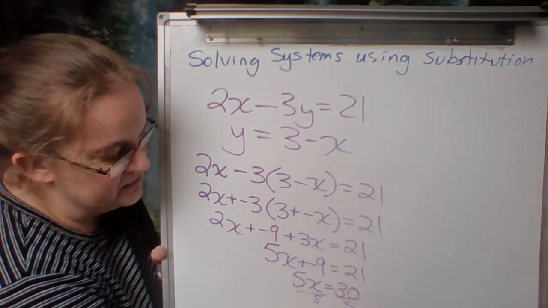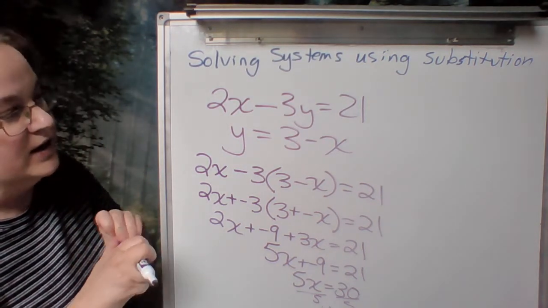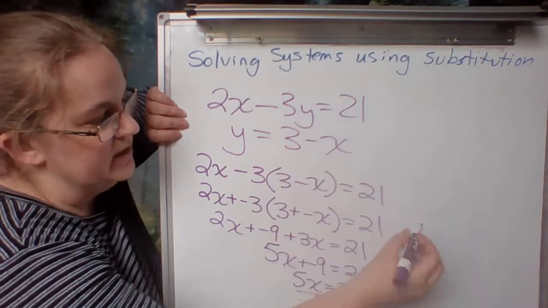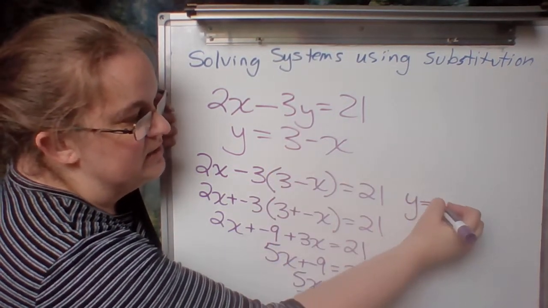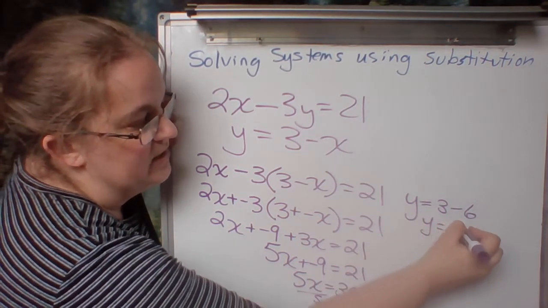Dividing by 5, so x should be 6. Okay, and again, I can substitute that back in and see if it works. If I substitute it back in here, that would be y equals 3 minus 6. So y would be negative 3.